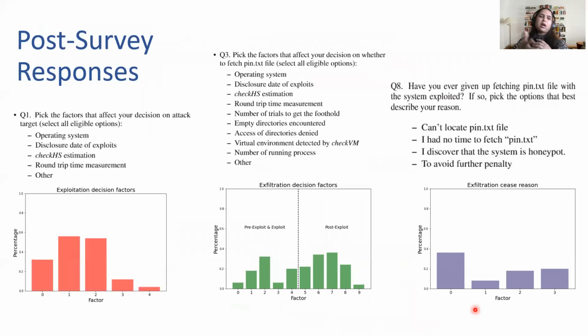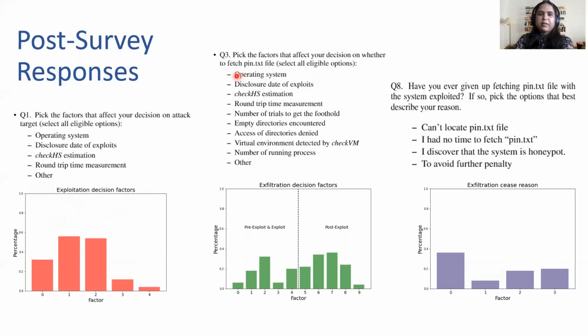And to know how they are using these features to make their decisions, we also collected post-survey responses from participants. I'm presenting a few. We asked them how they decided which target to attack and which factors they used. Participants mentioned that operating system, disclosure date of exploit, and checkhs command were the most used features for making attack decisions.